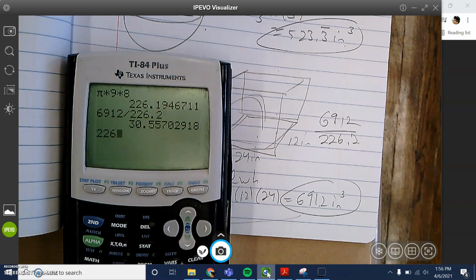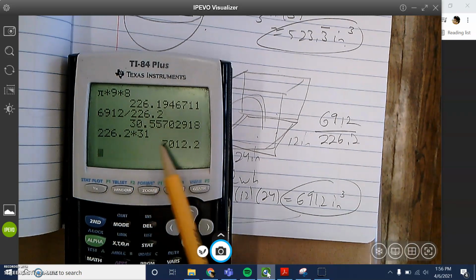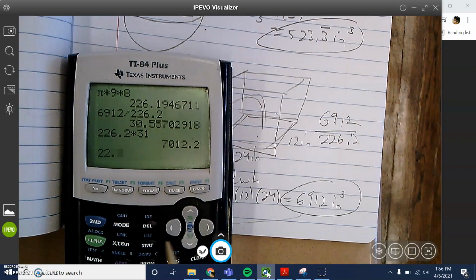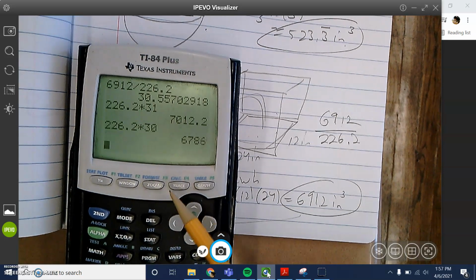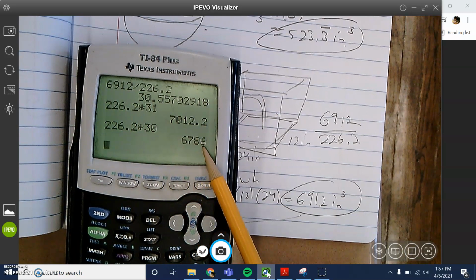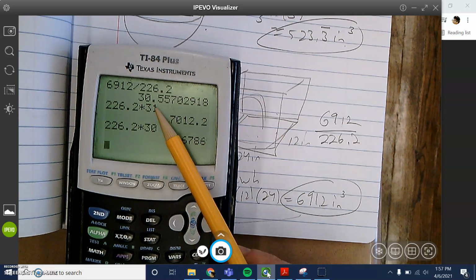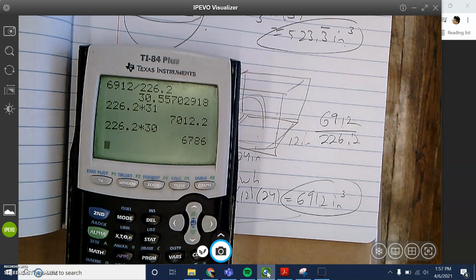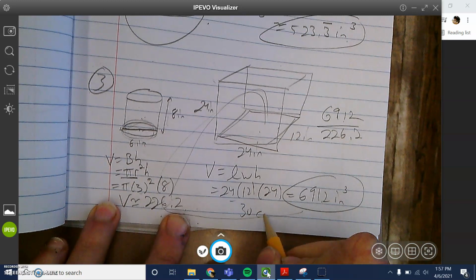Because 226.2 times 31, that's over 6,912. That's over. This is how I'm checking right here. If I just do 30, that's under 6,912. That's 6,786. So that would be 30. If I put in 31, it would be too much. 30 is just right for 6,912. There we go. Okay. So I'm going to do 30 cans.